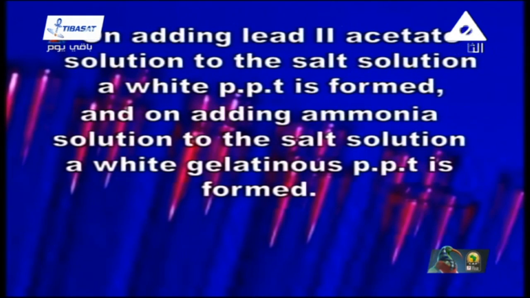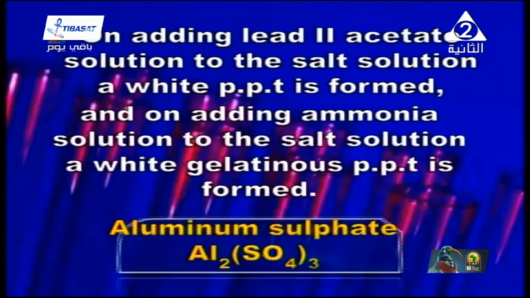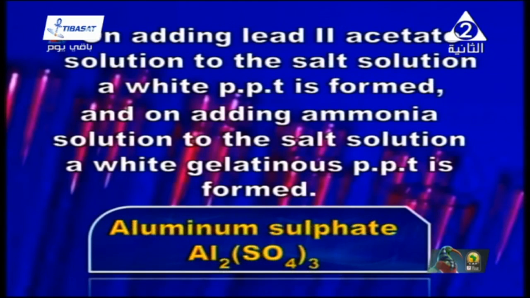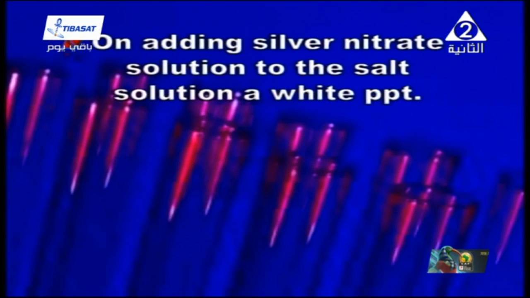If you think about it, my dear student, you will find that this question contains two types of radicals, acidic radical and basic radical. The detection by using lead acetate gives sulfate radical, and the use of ammonia solution giving a white gelatinous precipitate is aluminum radical. So the salt is aluminum sulfate, which has chemical formula Al2(SO4)3.